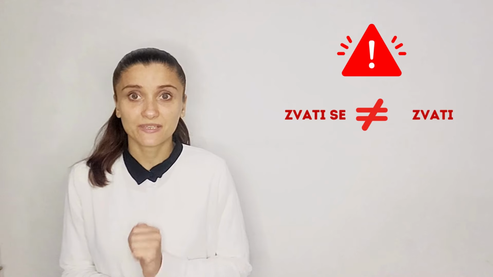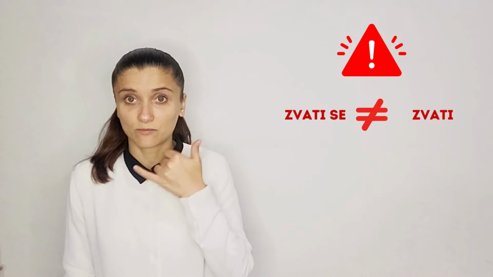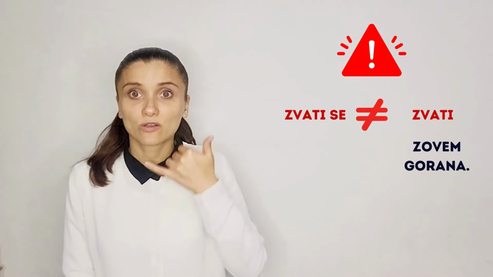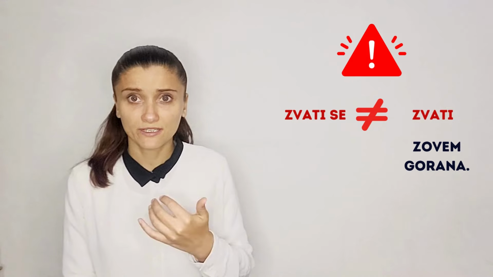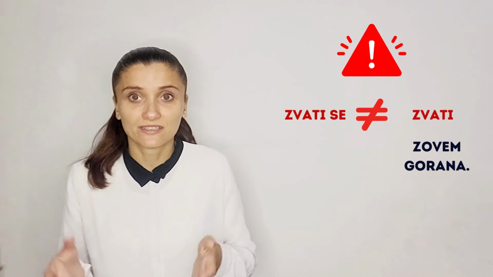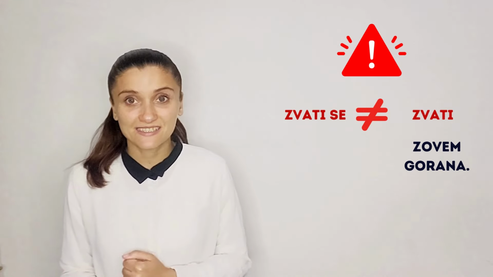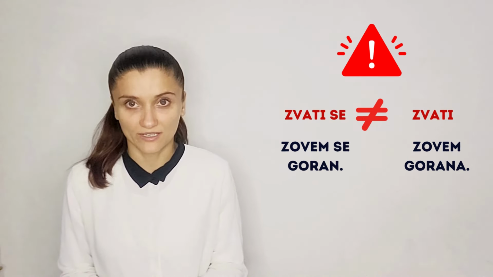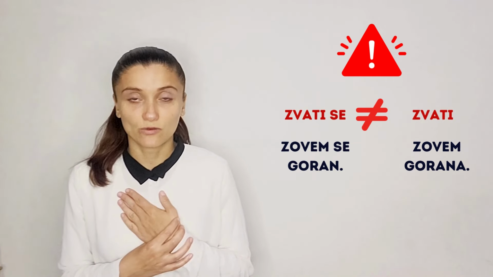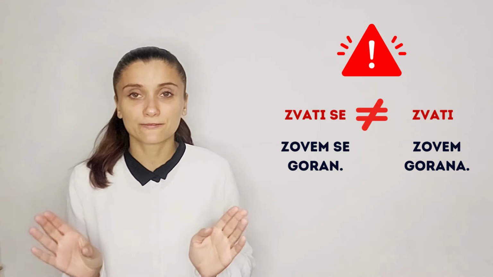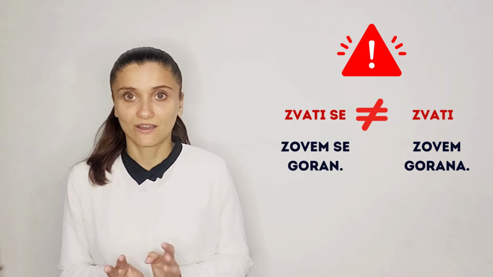And it's important that you don't forget this se, because we have another verb, zvati, and zvati means to call someone. For example, call someone on the phone, you can say zovem Gorana, I'm calling Goran on the phone, or it can mean that you are shouting, Gorane, come here. Yeah, you are calling him. So that's glagol zvati. But zvati se, for example, when you say zovem se Goran, that means my name is Goran, or I'm calling myself Goran. So there are two different verbs. Never forget se.